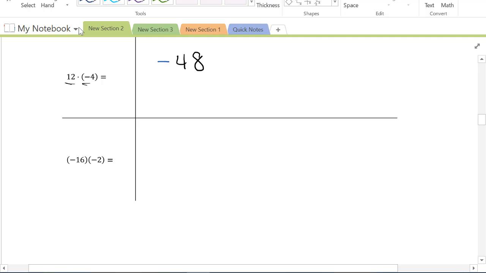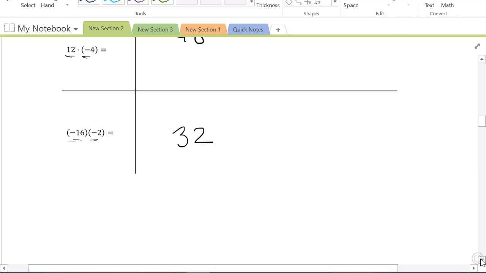Right? And then the last one we have here is negative 16 times negative 2, which is 32. Okay, but look at their signs. Negative 16, negative 2. The signs are the same. So then the answer is going to be positive, but you don't have to write it. Okay, it's understood to be positive here. So it's just 32. All right, let's continue.